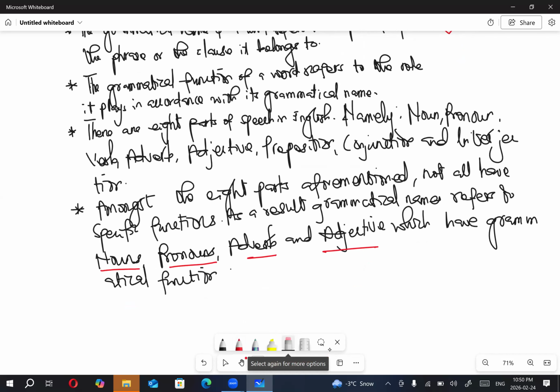Now, because we said a grammatical name might stand for just part of a speech or a phrase or a clause, what if it's a part of a speech? What do we do?